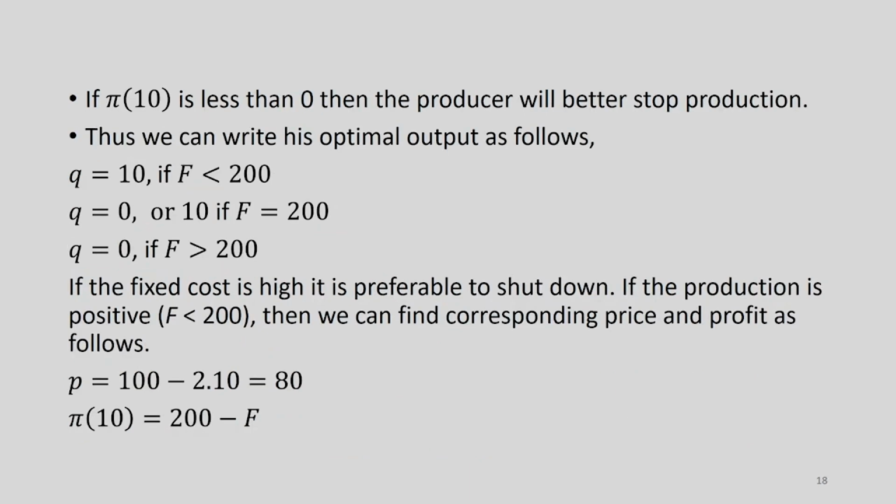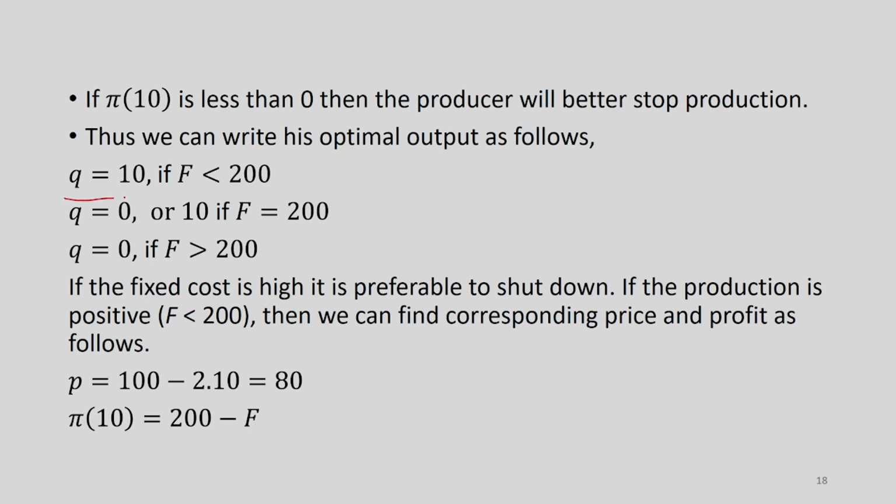Now, as we have seen earlier, this maximized profit, if it is less than 0, then the producer will better stop production, because if he does not produce, then the cost is 0 and the revenue is also 0. So the profit will be 0 if he does not produce. So the maximized profit, if it is less than 0, then it is better to stop production. Thus, we can write the optimal output as follows.